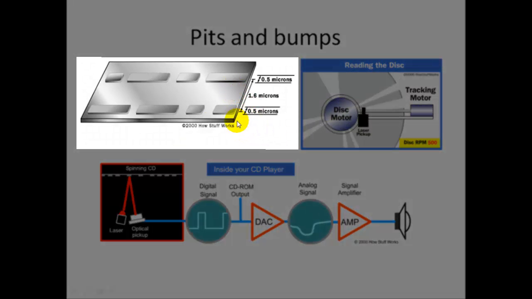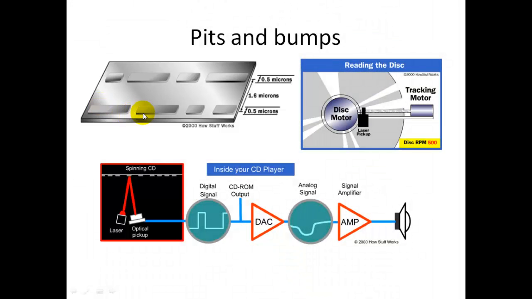We have these tracks. This track is basically a combination of lands or bumps and pits, as they're known. The width is 0.5 micrometers and there's 1.6 micrometers between them. The laser reads the differences between the lands and the pits.